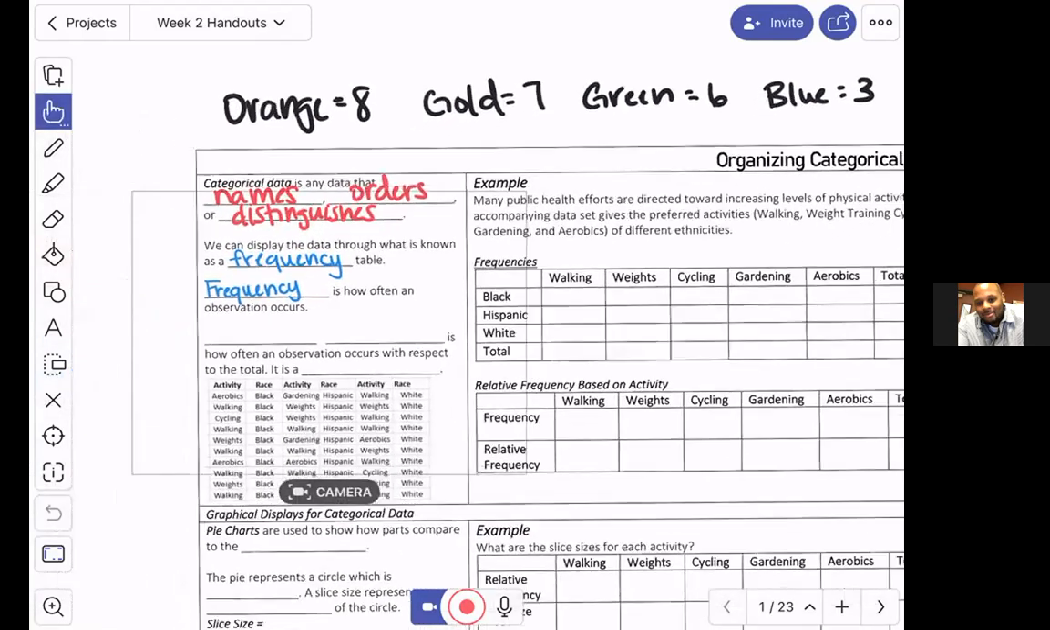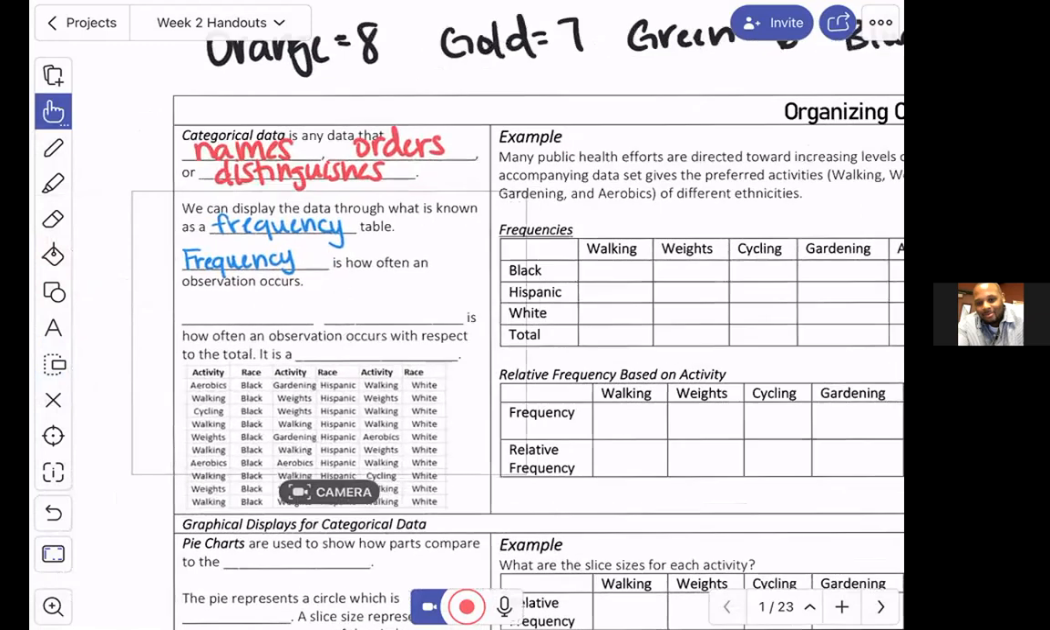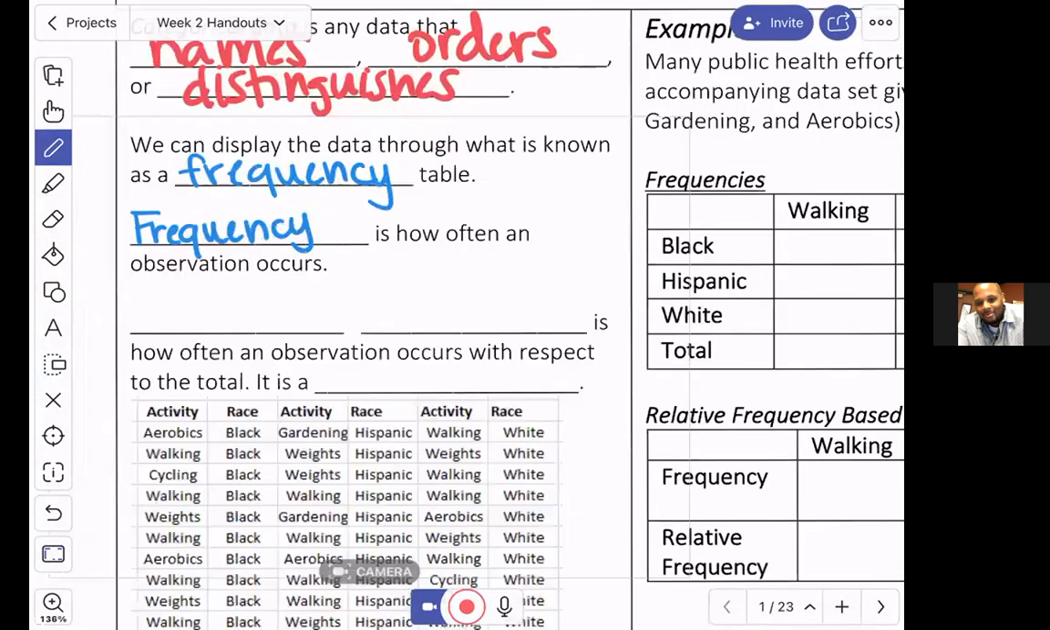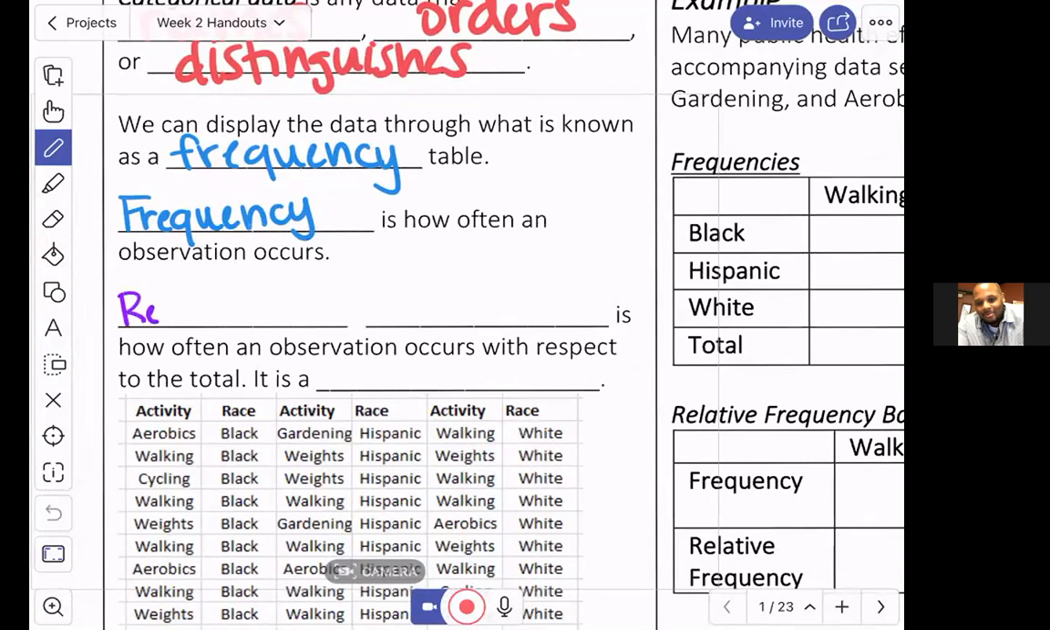Now, we're interested in frequency, and we're also interested in this thing that we call relative frequency, right? The relative frequency. If frequency is how often something occurs, relative frequency would be relative to something, how often does something else occur? And in particular, relative frequency is how often an observation occurs with respect to the total.